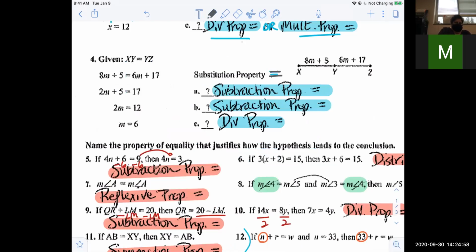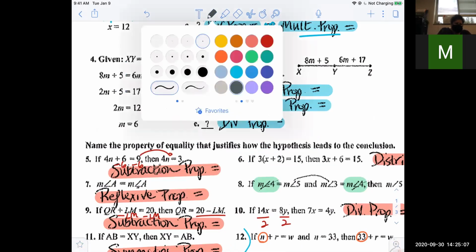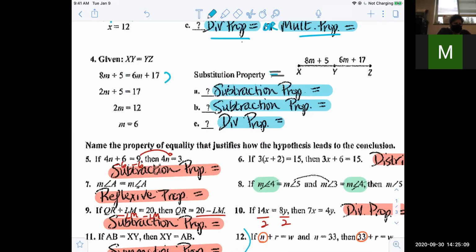For number 4, we're subtracting from here to here. We're subtracting 6m on both sides. From here to here, we subtracted 5 on both sides. And then from here to here, we're dividing by 2.